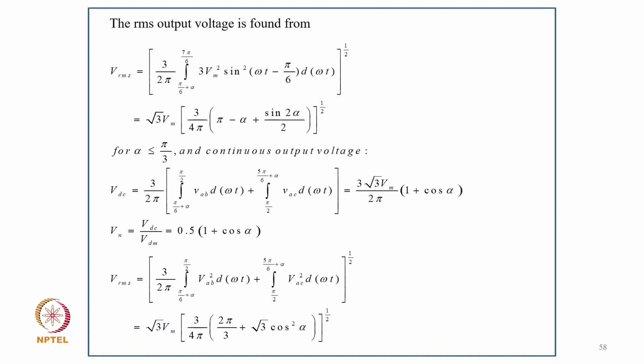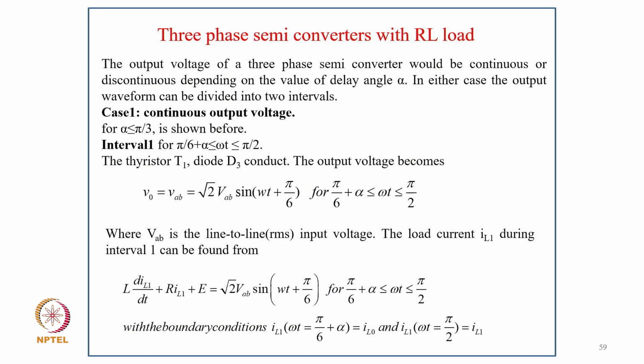So Vdc equal to 3 upon 2 pi [∫ from pi by 6 plus alpha to pi by 2 of Vab d omega t plus ∫ from pi by 2 to pi plus alpha of Vsc d omega t], equal to 3 root 3 Vm upon 2 pi (1 plus cos alpha), and then Vn equal to Vdc upon Vdm, that is 0.5 (1 plus cos alpha). Vrms is equal to [3 upon 2 pi (∫ from pi by 6 plus alpha to pi by 2 of Vab square d omega t plus ∫ from pi by 2 to pi by 6 plus alpha of Vsc square d omega t)] to the power half, equal to root 3 Vm [3 upon 4 pi (2 pi by 3 plus root 3 cos square alpha)] to the power half. So this is coming to analysis of the 3-phase semiconverter with RL load.